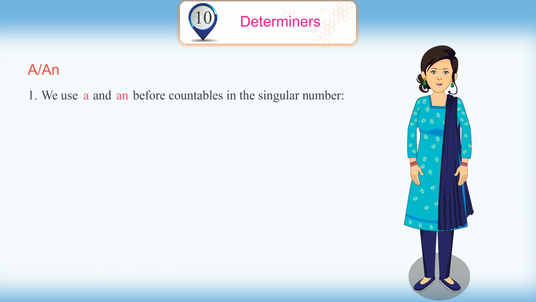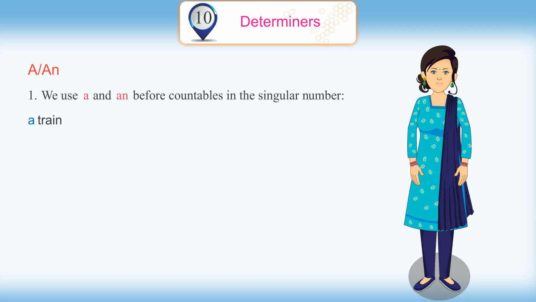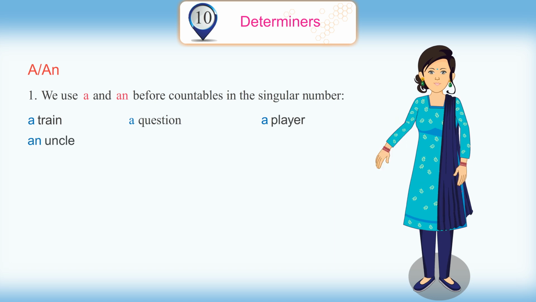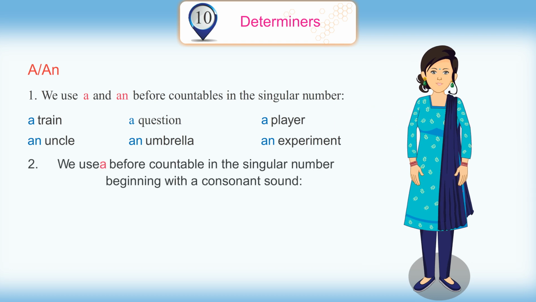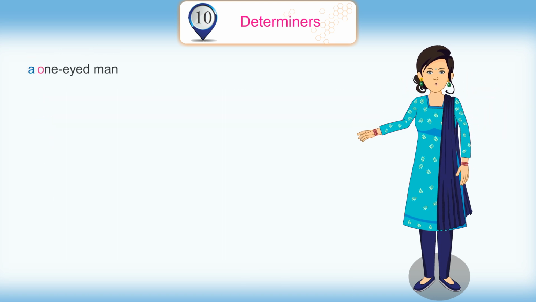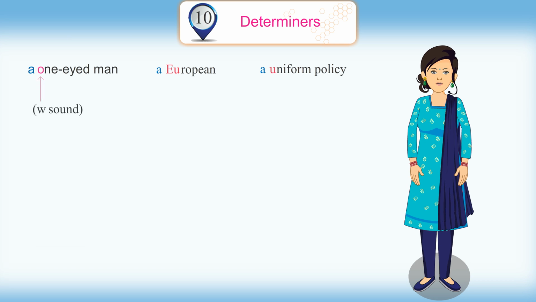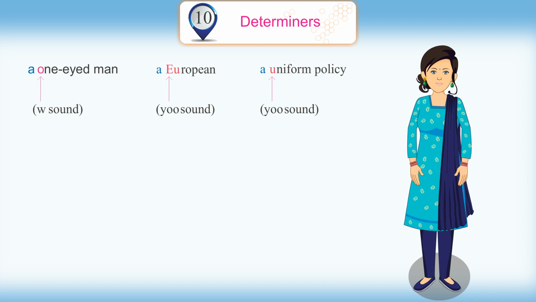A, an. We use a and an before countables in the singular number. A train, a question, a player, an uncle, an umbrella, an experiment. We use a before countables in the singular number beginning with a consonant sound. A lecture, a platform, a building, a one-eyed man, a European, a uniform policy. A one-eyed man, W sound. A European, U sound. A uniform policy, U sound.